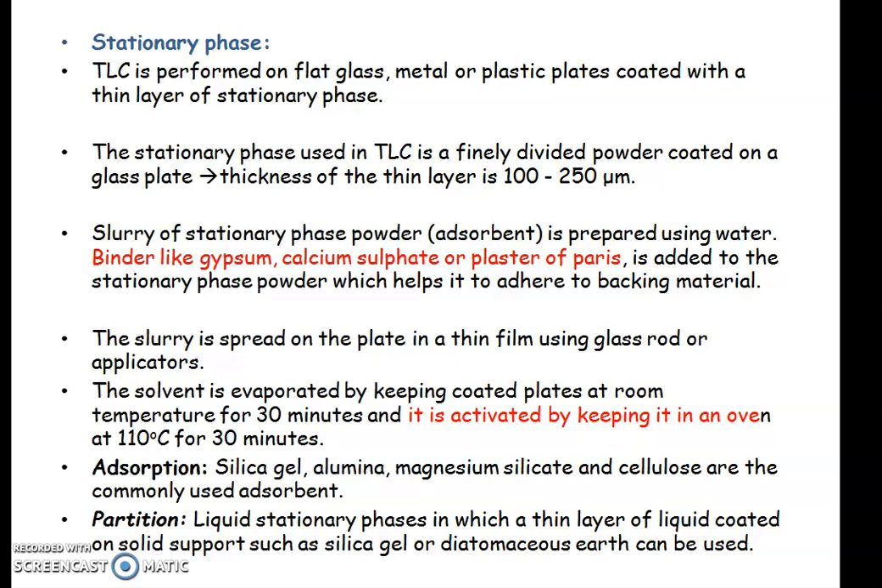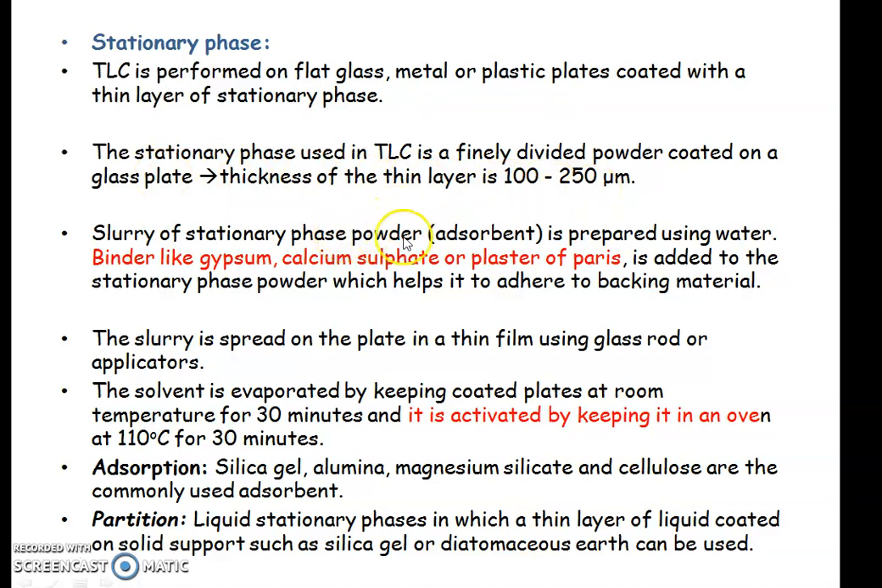Now let's discuss what kind of stationary phases can be used in thin layer chromatography. TLC is performed on flat glass, metal or plastic plates which are coated with a thin layer of stationary phase. The stationary phase used in TLC is a finely divided powder coated on a glass, plastic or metal plate, and the thickness of this thin layer varies from 100 to 250 micrometers.